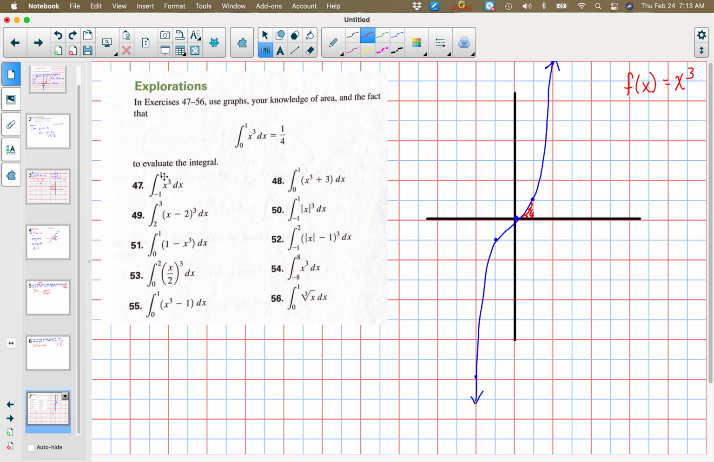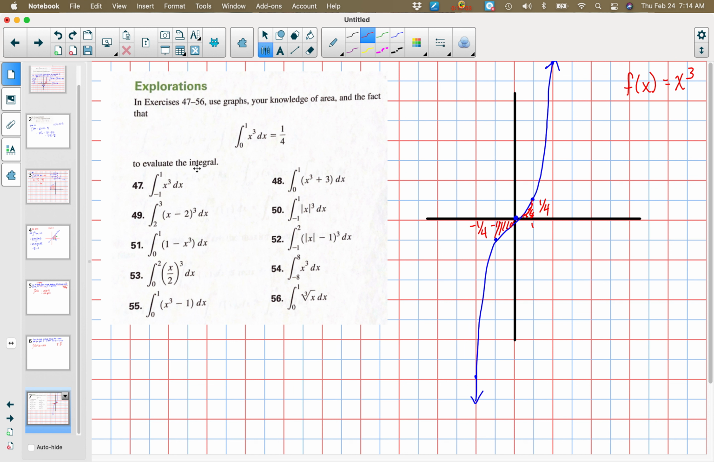Then they ask, what happens if you go from -1 to 1 of x cubed? Notice that means you're going from here, from -1 to 1. Remember, it's the area between the x-axis and the function. So for number 47, we'd be talking about this region. If this is 1/4, this would be -1/4 because it's below the x-axis.